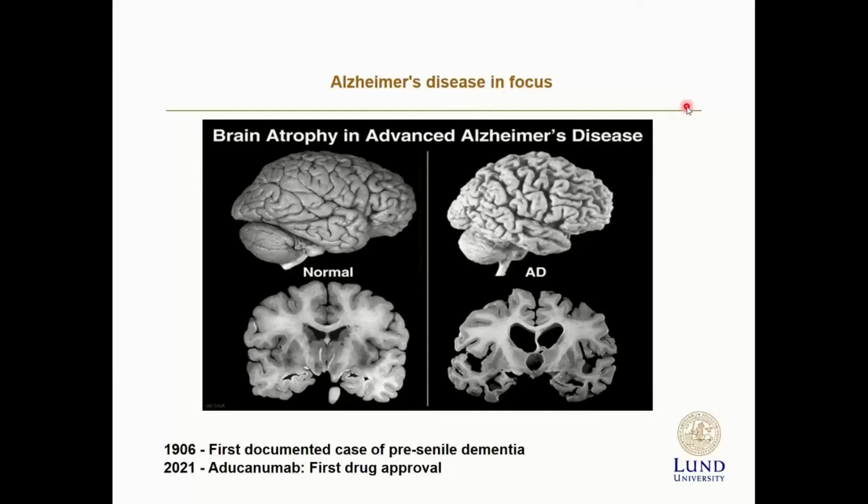And unfortunately, we spent a lot of time to understand the molecular mechanism, but we still have no clue. Also, the first drug has been approved this year. We still have a lot of questions on how to prevent Alzheimer's disease and how to prolong healthy aging.